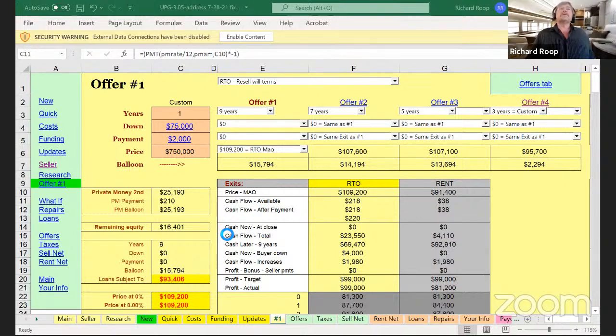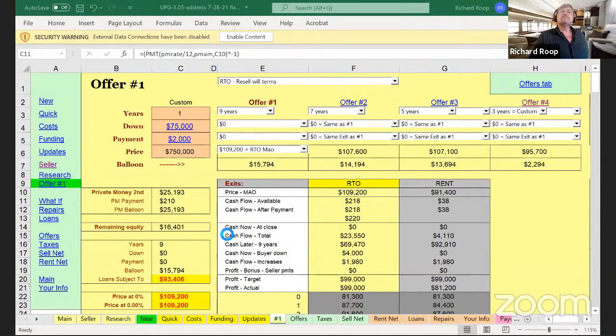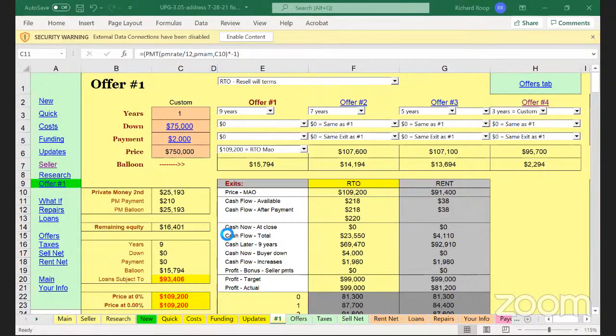Okay. And it's $387. Yeah, $387 is your cash flow on sweat equity. Okay. All right. What other questions? I think that covers it.